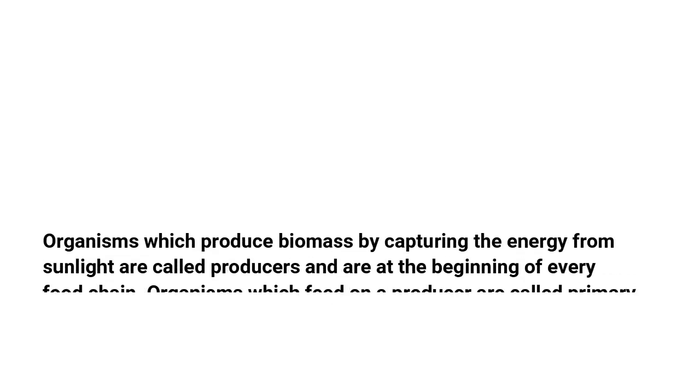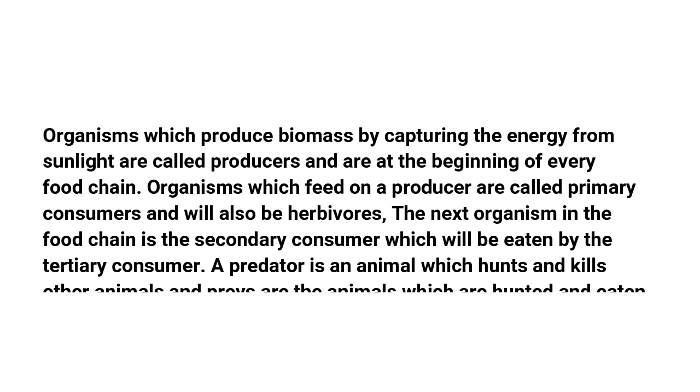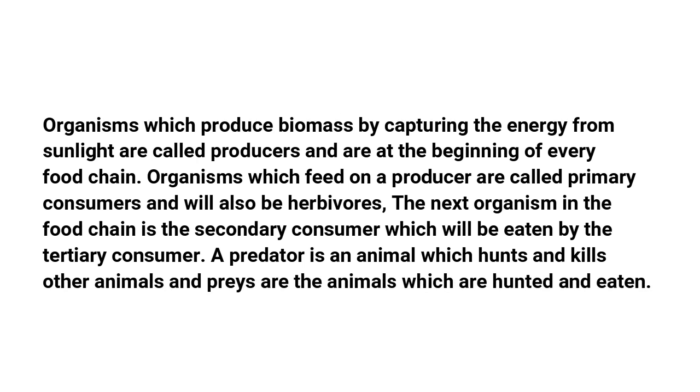Organisms which produce biomass by capturing the energy from sunlight are called producers, and they are at the beginning of every food chain. Organisms which feed on a producer are called primary consumers and will also be herbivores. The next organism in the food chain is the secondary consumer, which can be eaten by a tertiary consumer.